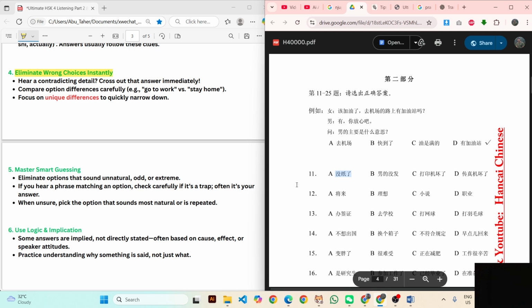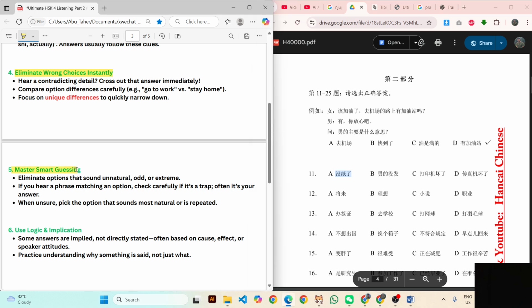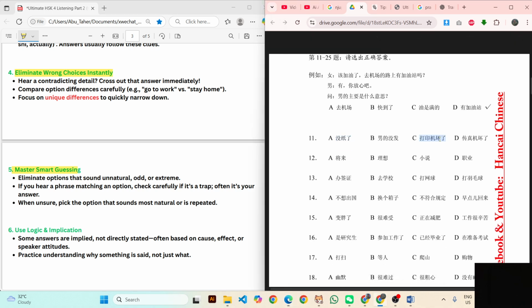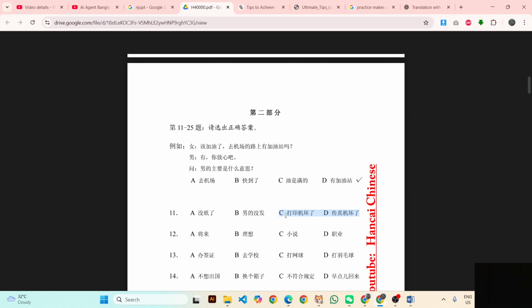Then tip number 5. These are less important, as I told you before. Master guessing. If you cannot understand 2 or 3 options, for example, you don't understand these 2 options and you also don't know the meaning, then you have to use your guessing power. So here are some tips for guessing. If this is a verb, then maybe you hear a related word, or a synonym or antonym word, then you have to use this synonym or antonym word to select the correct answer.